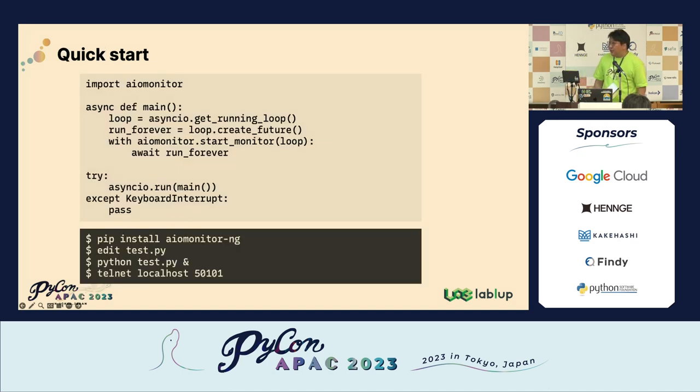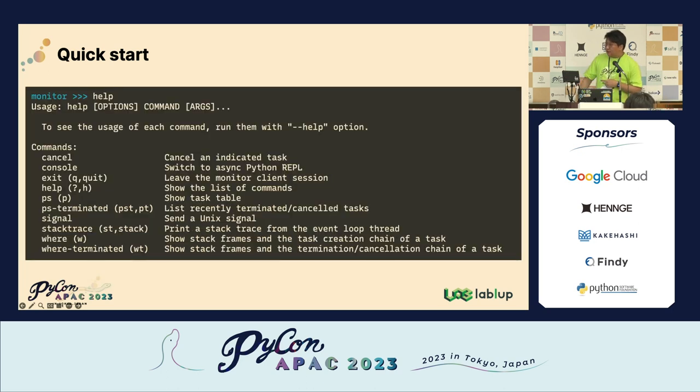So this is a very quick minimal example of how to start with AI monitor when you write asyncio applications. And this is a quick help message you can see in the telnet interface about the commands. I'm not going to go into the details of these commands now, because we will have a nice GUI demo at the end of the talk.